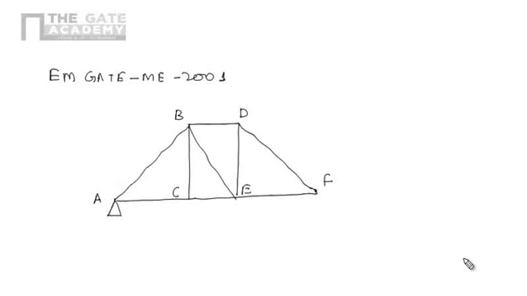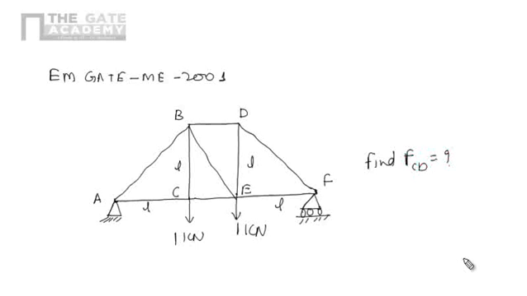A is supported by a hinge joint and F is supported by a roller support. Here we are applying a force of 1 kilonewton, and here also a force of 1 kilonewton, and the lengths are given, that is L and L. Now in this problem we have to find the force in CT.